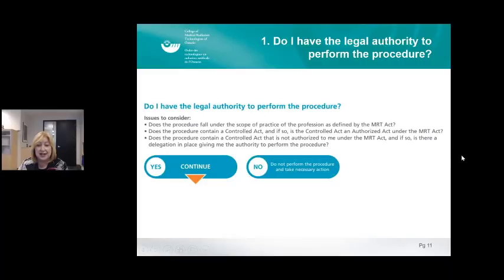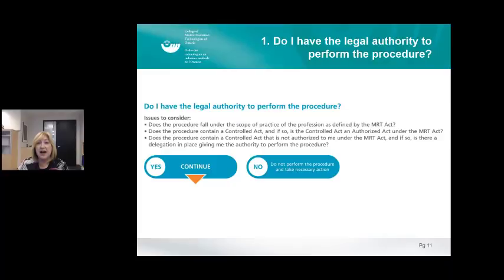So the first question is, do I have the legal authority to perform the procedure? Of course, you can only practice if you are legally authorized to do so. And the public of Ontario and our patients are relying on the entire healthcare system that it is meeting all its legal requirements that have been put in place in order to protect them. And so the first question, do I have the legal authority to perform the procedure? And there's issues to consider, and we'll go through each one of these.